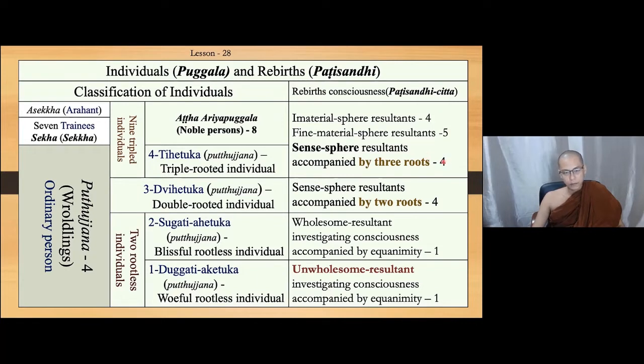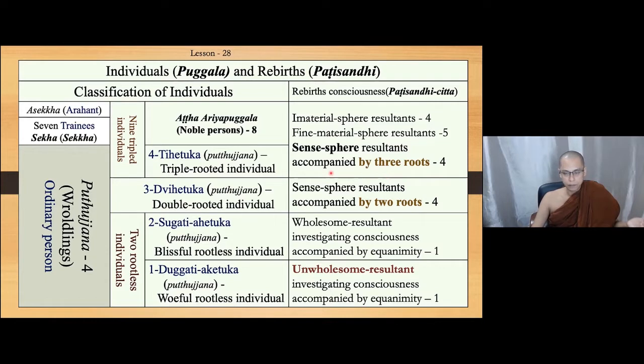If the person is born like you and like me, born in the sense sphere plane of existence, we can identify that our rebirth consciousness and also our bhavanga must be one of the sense sphere resultant consciousness associated with 3 roots, or for the Dvihetuka person with 2 roots, any of these 8.